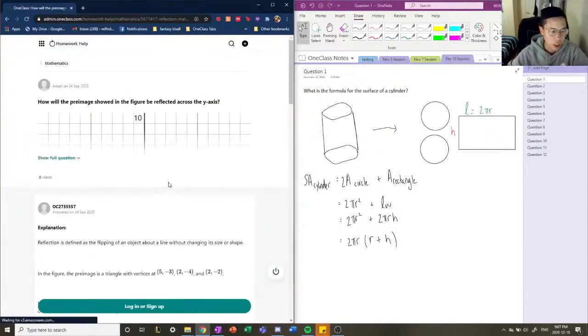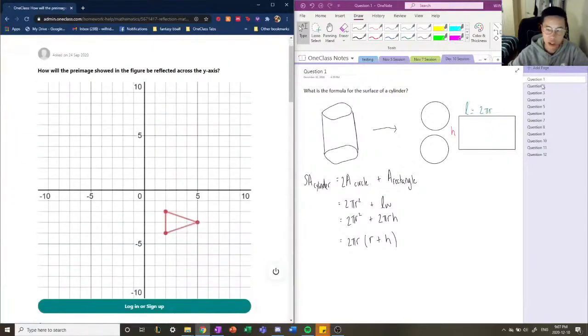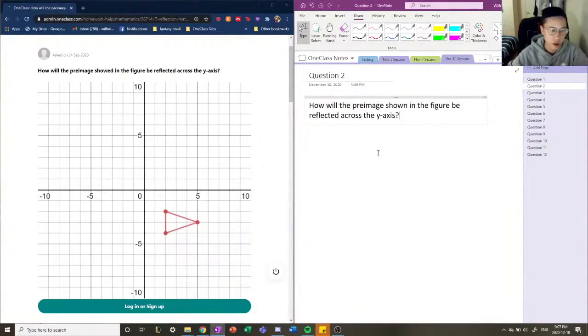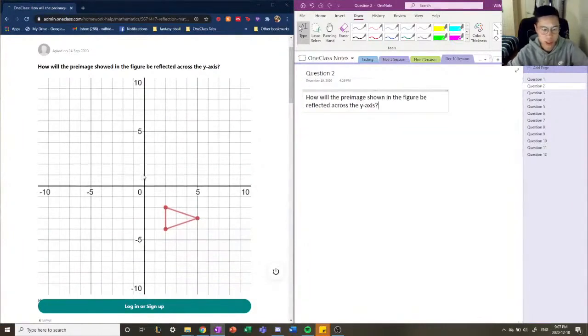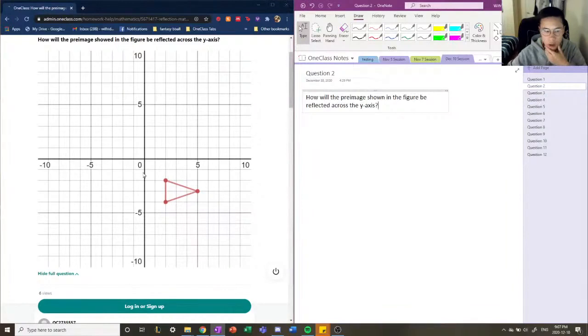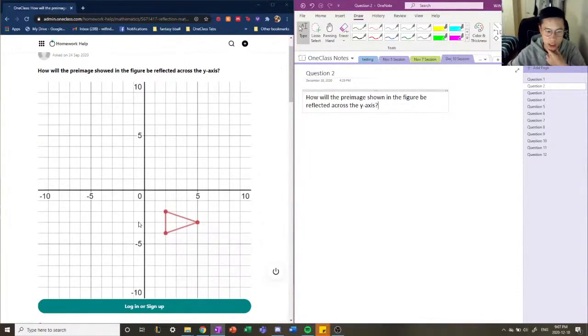All right, so question number 2 reads, how will the preimage shown in the figure be reflected across the y-axis? So a reflection maintains the distance of each of these vertices respective to its axes, right? But it just flips it across a specific axis, okay? So technically speaking, right now we're flipping it across the y-axis, but we can totally flip it across the x-axis. We can even flip it across a line.